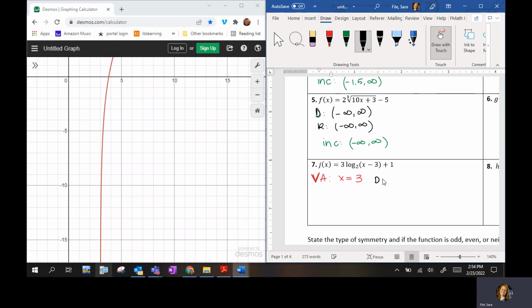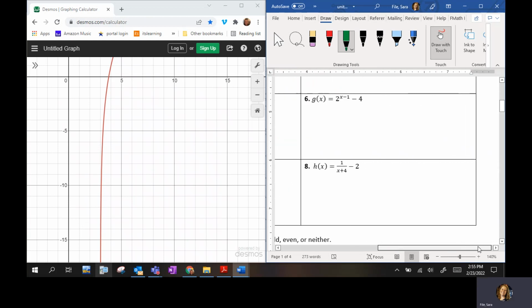So that means that the domain is from 3 to infinity, and it does not include the 3. If it's an asymptote, it's not included. The graph never reaches 3. And then the range is all real numbers, negative to positive infinity. Log, that's your range. No matter what sort of reflection takes place, all logs are going to have that range. Let's see. Oh, increasing, decreasing intervals. So this one, left to right, is increasing, but it is increasing from 3 to infinity. That's it for that one.